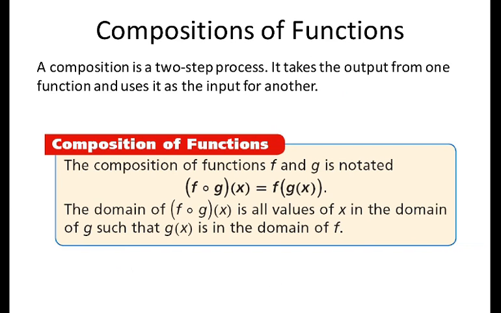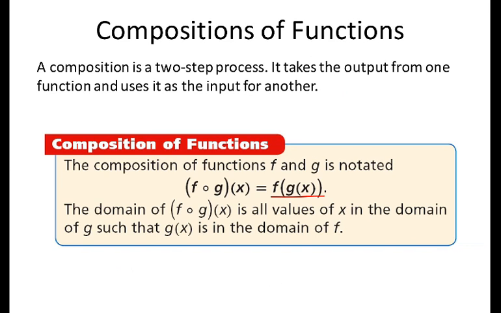More simply put, it's like our former notation where we have f of g of x. So we plug everything into g of x first, and whatever we get from there, we plug that into f of x. So the domain of f of g of x, so f composed of g, is all the values of x in the domain of g, such that g of x is in the domain of f. So if it's not in the domain of g, it cannot be in the domain of the rest.